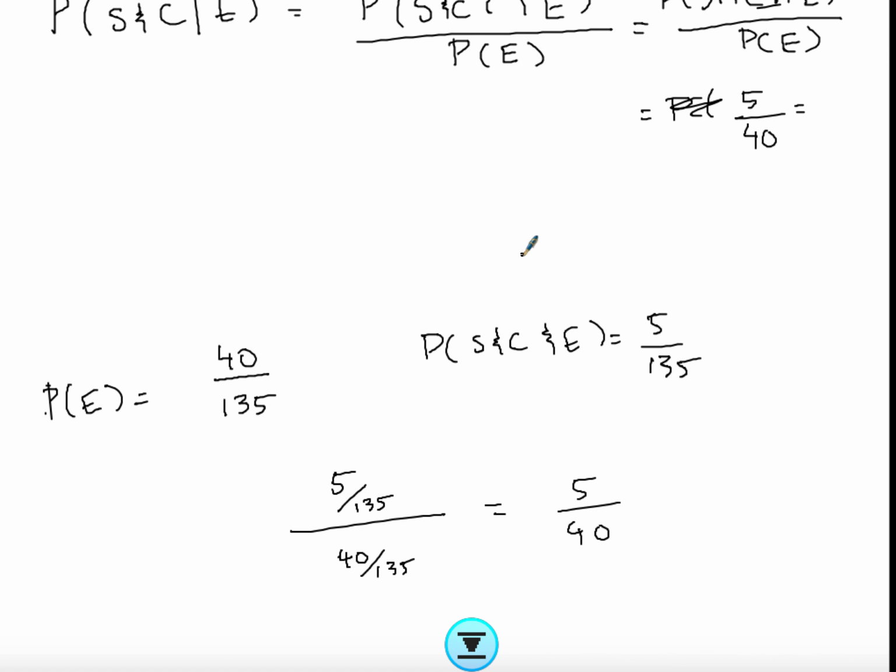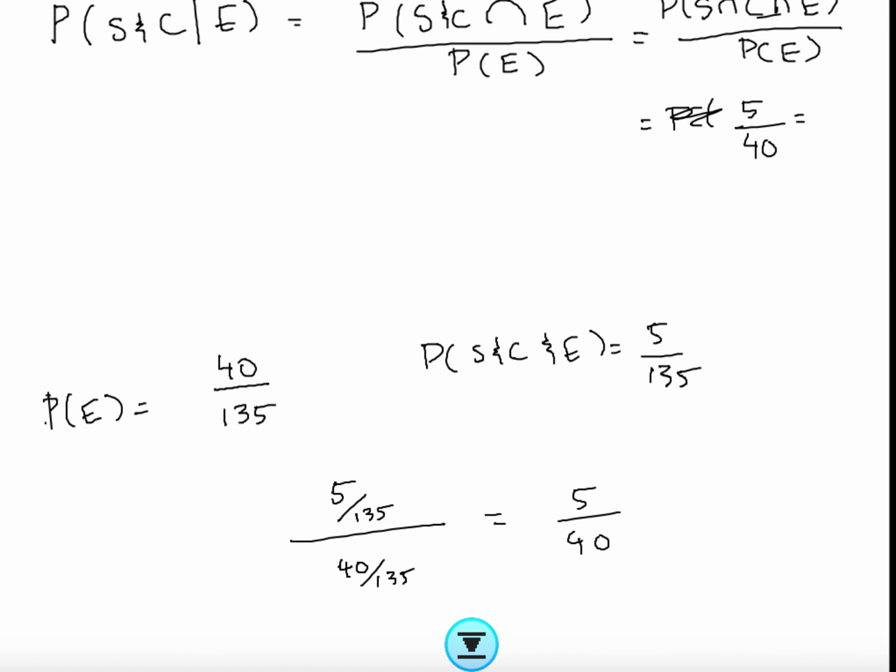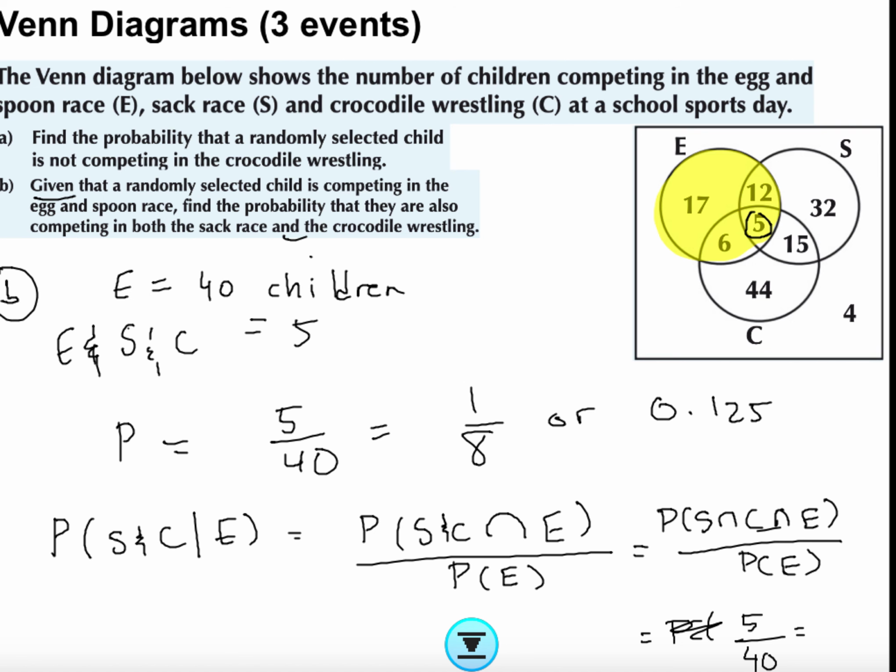Hopefully this is clear, and you can try and challenge yourself with different questions. So probability is quite straightforward, especially using Venn diagrams, because you've already dealt with Venn diagrams. It's just being able to divide by the proper total that you need to be aware of.